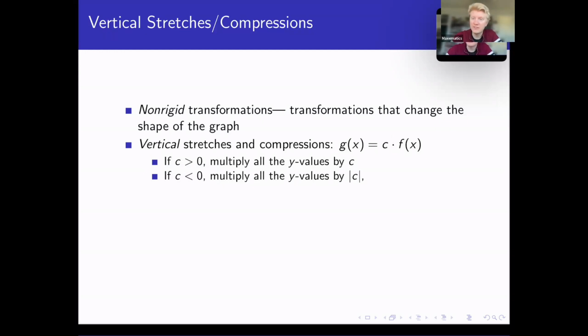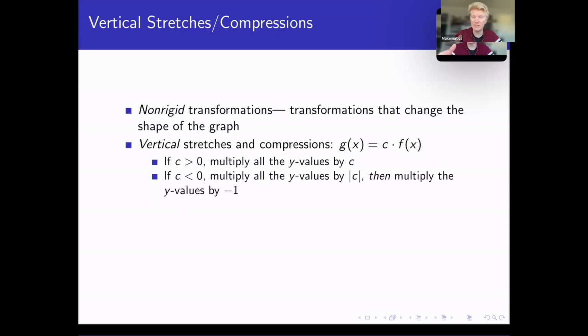So if your c is positive, it's one step. Multiply all your y values by c. But if c is negative, you're going to multiply all the y values by the absolute value of c, and technically then do a reflection where you multiply all the y values by -1. If you're strictly going for the graph, you can multiply all the y values, in this case by -2, in one step, and that's okay. It'll have the same desired effect.